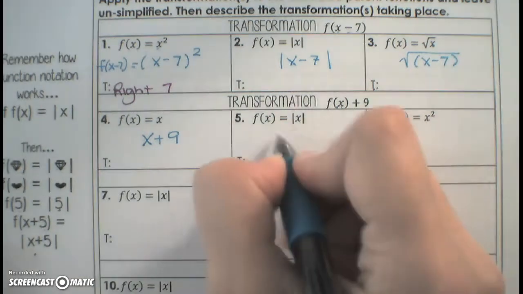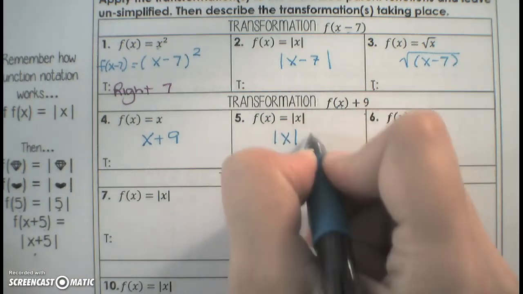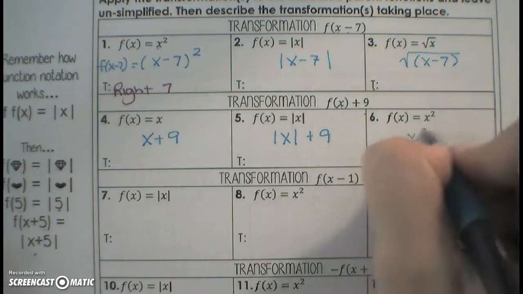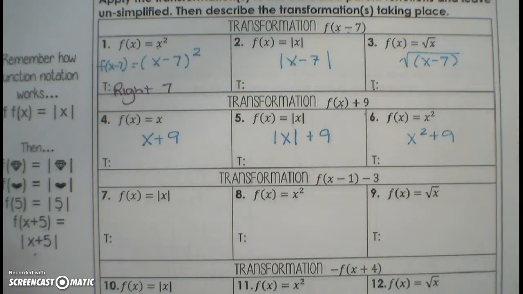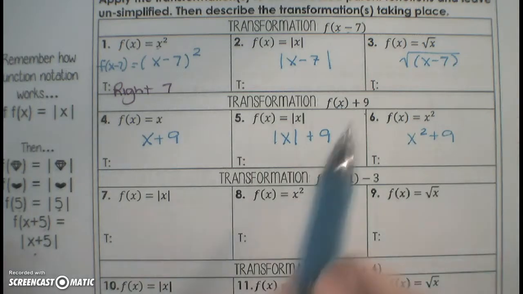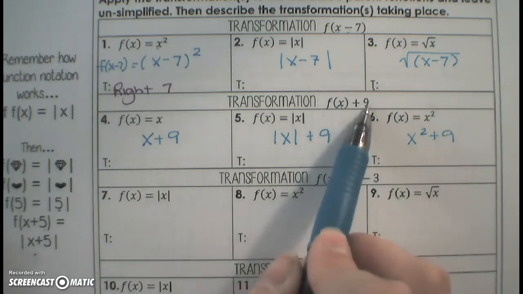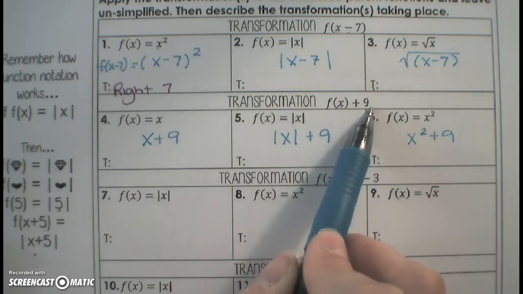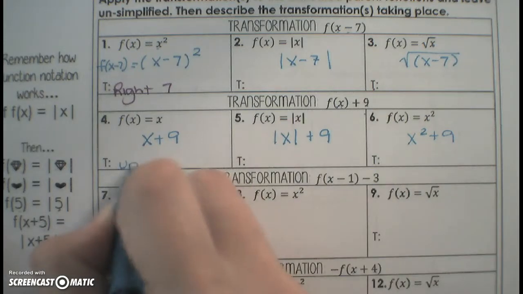All right, next one would be absolute value of x, and then the plus 9. Next one, x squared, then the plus 9. So what's happening here when we have something behind? That's vertical movement, right? And what do you think a plus 9 is? How is that going to move it vertically? Up, you got it, up 9.